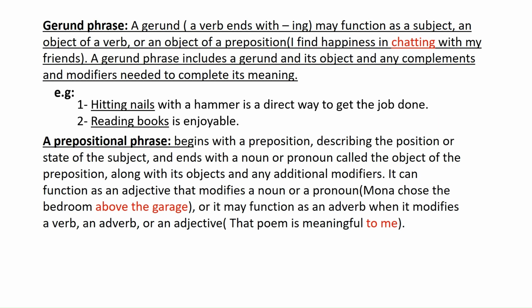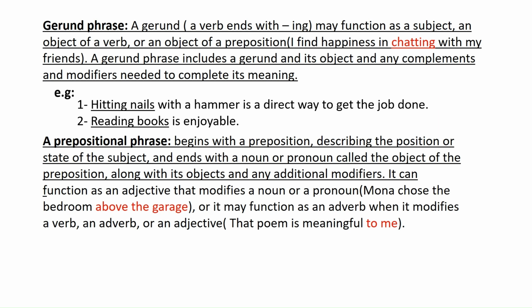The fourth phrase is a prepositional phrase, which begins with a preposition that describes the position or the state of a noun. It includes the preposition along with its object and any additional modifiers. The prepositional phrase can function as an adjective that modifies a noun or a pronoun. For example, in the sentence, Muna chose the bedroom above the garage. Here, the prepositional phrase gives details about the bedroom's position or location.